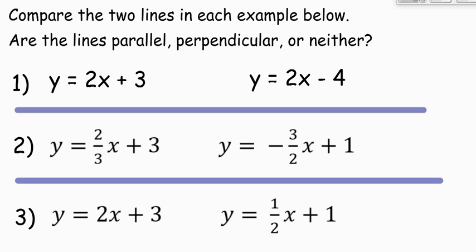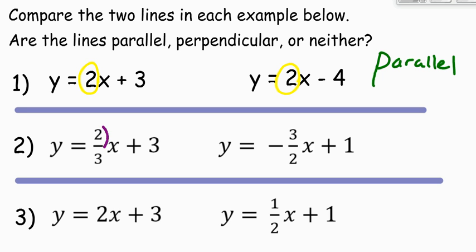All right, compare the 2 lines in each example below. In example number 1, are the lines parallel, perpendicular, or neither? Well, since they have the same slope, we are going to call them parallel. All right, example number 2. Parallel, perpendicular, or neither?